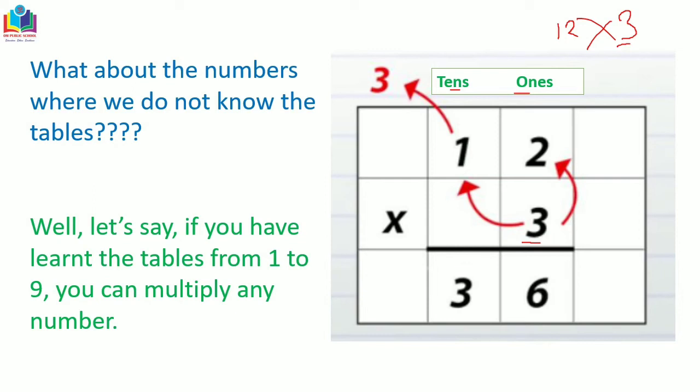Now when you multiply, first you have to multiply the number at the ones place with the number at the ones place. How much will you get? 2 into 3 or 3 into 2. If you remember the table, you will know that 2 into 3 is equal to 6. And then you have to multiply the number at the ones place with the number at the tens place. 3 into 1 will give you 3. So 12 into 3 is equal to 36.